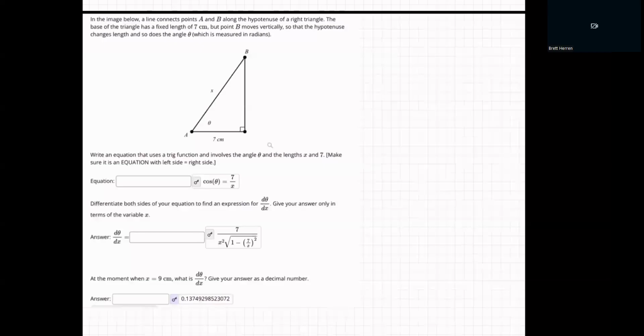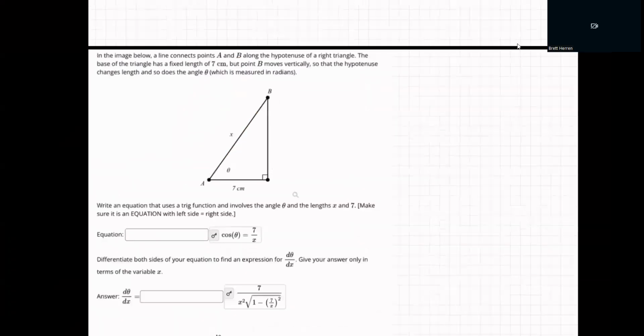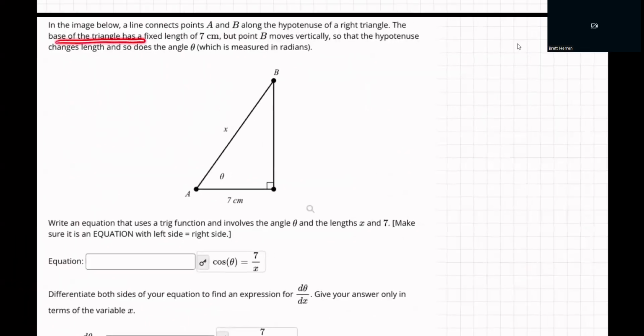Welcome to an example in which we have this triangle. It says in the image below, a line connects points A and B. Here's A and B, this line, along the hypotenuse of a right triangle. Yeah, it's a little bigger. The base of the triangle has a fixed length of 7, but point B moves vertically. So this point can go up, further up, so that the hypotenuse changes length, and so does the angle theta.